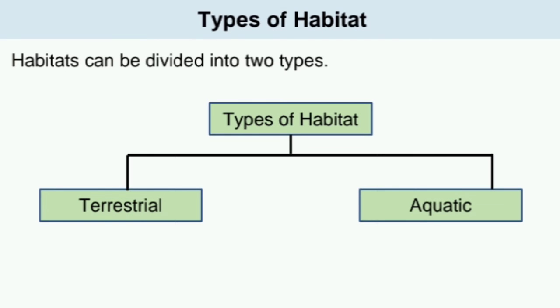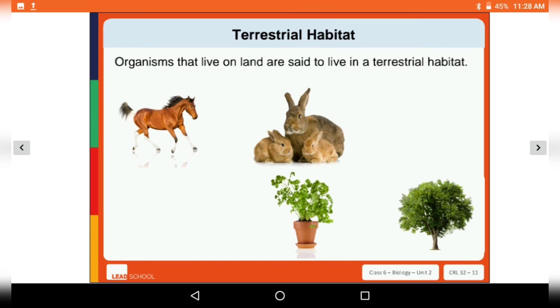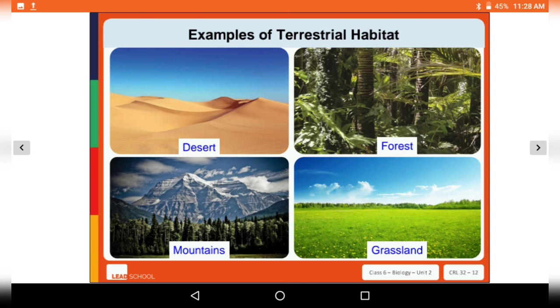Habitats are of two types, terrestrial and aquatic. First of all, let us study about terrestrial habitat. The organisms that live on land are said to live in terrestrial habitat. You can see animals and plants that live on land. Examples of terrestrial habitat: desert, forest, mountains and grassland.